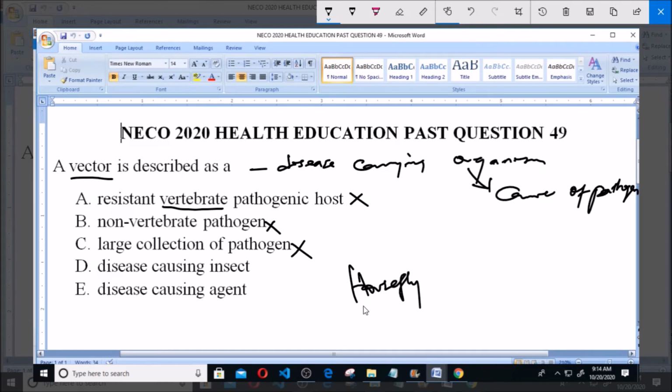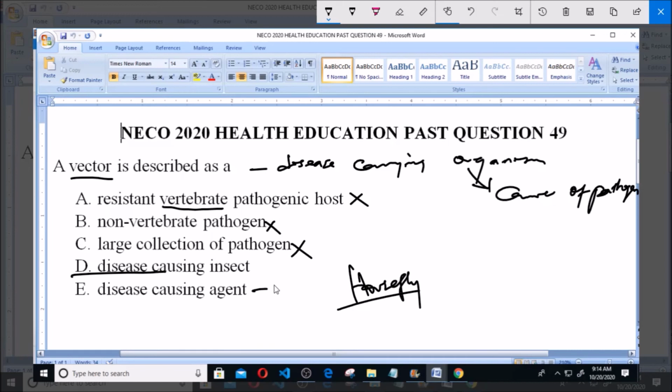Take for instance the housefly. The housefly is a vector that causes cholera or dysentery. Now, the main cause of this cholera or dysentery is a pathogen, but it is being carried by this housefly. So we can therefore say the housefly is a disease-causing insect. So this option is valid.